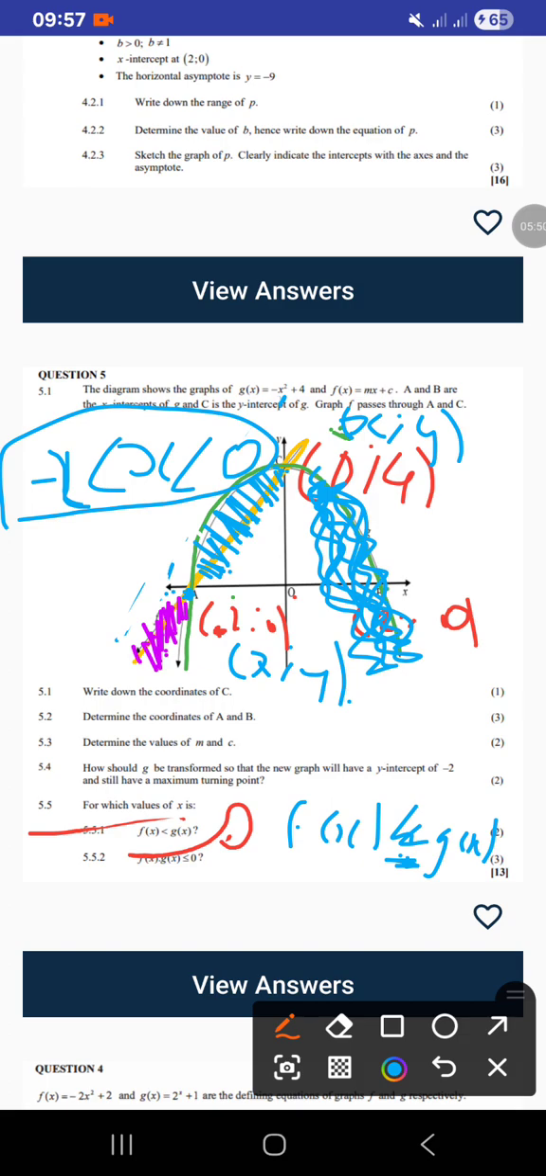Let me just pause this, and then I'm going to do 5.5.5.2 in separate pages, just so that we keep everything in order.